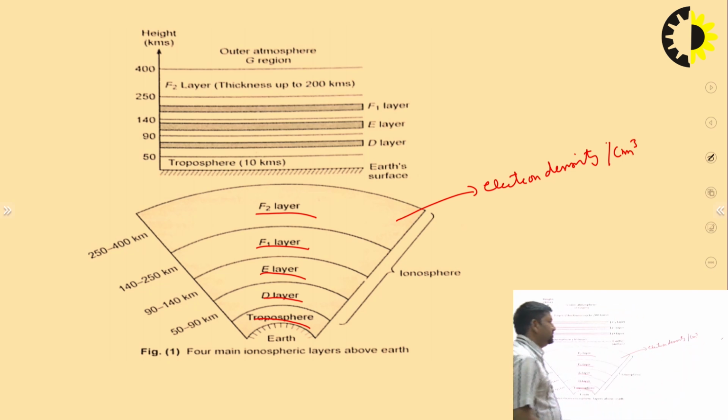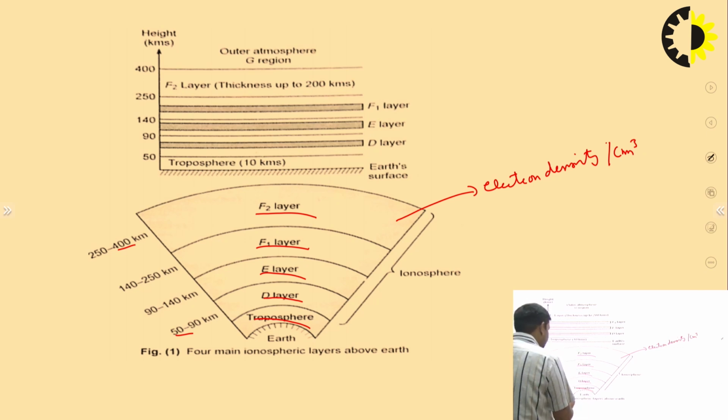The electron density per centimeter cube is different for the F2 layer and the F1 layer, the electron density of the E layer differs from the F1 layer, and the electron density differs from the D layer. The ionosphere layer starts from 50 to 400 kilometers. The minimum range of the ionosphere is 50 kilometers and the maximum range is 400 kilometers from the earth's surface.